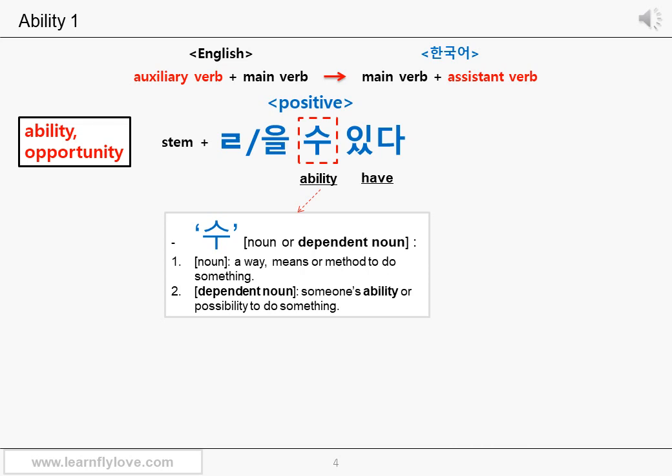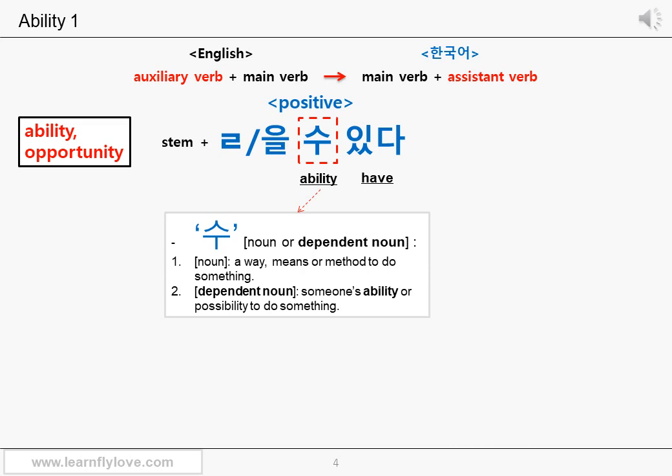Anyway, this 수 in 수 있다 is used as a dependent noun. It cannot be used alone. It always has to be used with the predicate 있다. And 수 means ability as a dependent noun. So you just need to remember 수 and 있다 together. 수 있다. Ability, have.